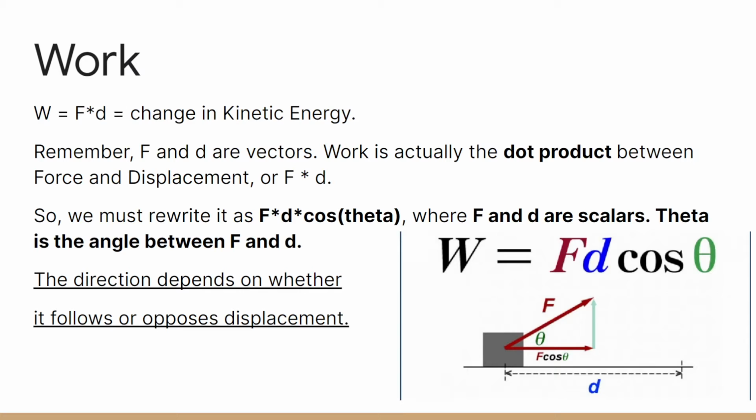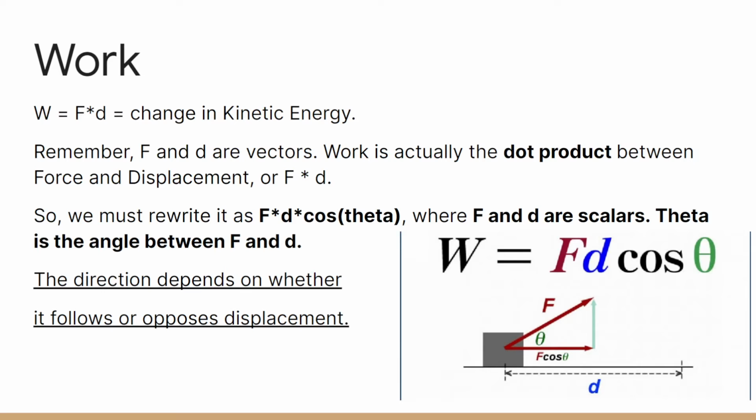All right, so remember, in most cases, F and D are going to be just scalars. You can just multiply them together. But in some corner cases, you have to take into account the fact that the force and distance are both vectors by nature. And work is actually going to be the dot product between force and displacement, or F dot D. So we actually have to rewrite this as F times D times cosine theta, because you're taking into account the angle between the two vectors.